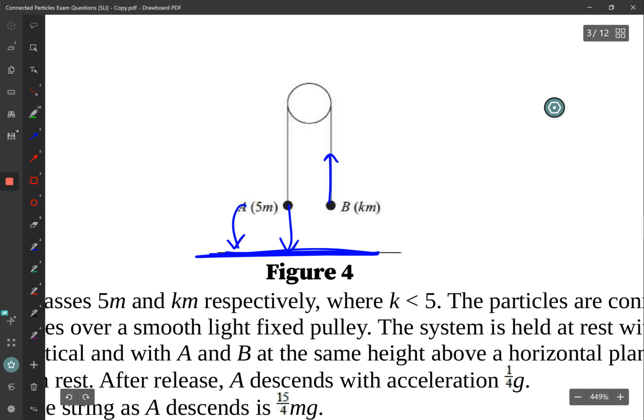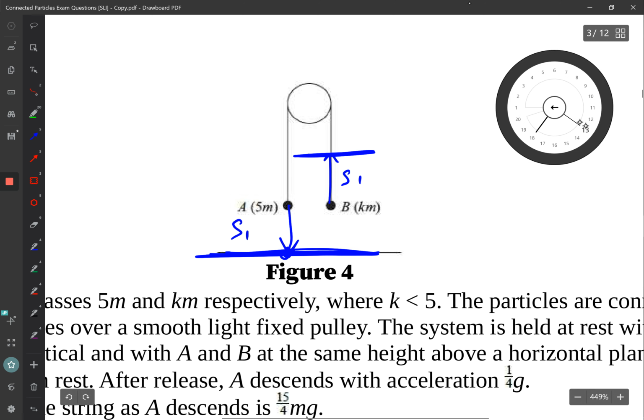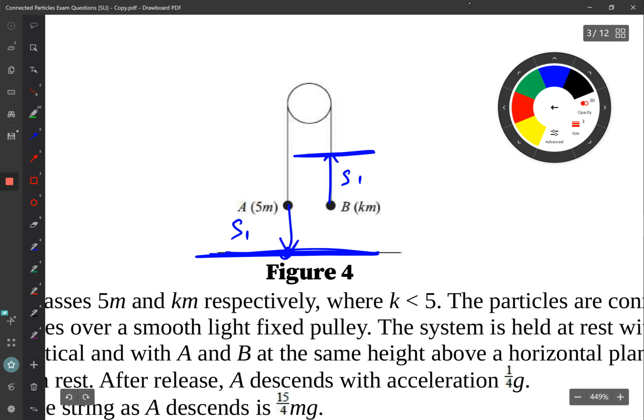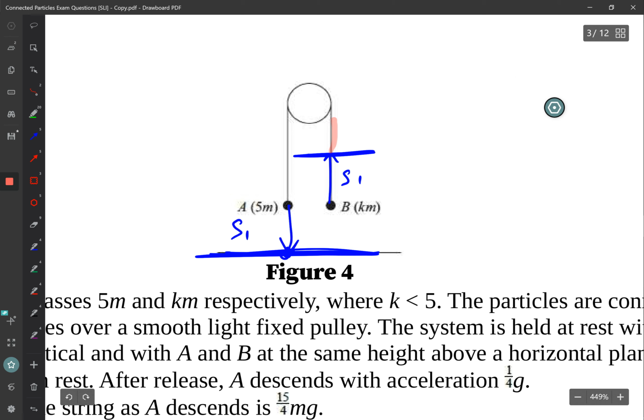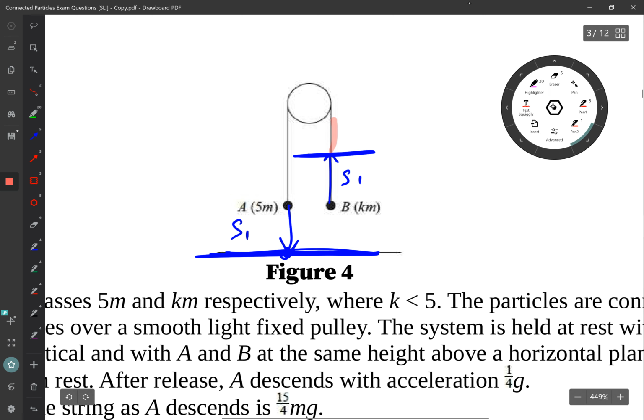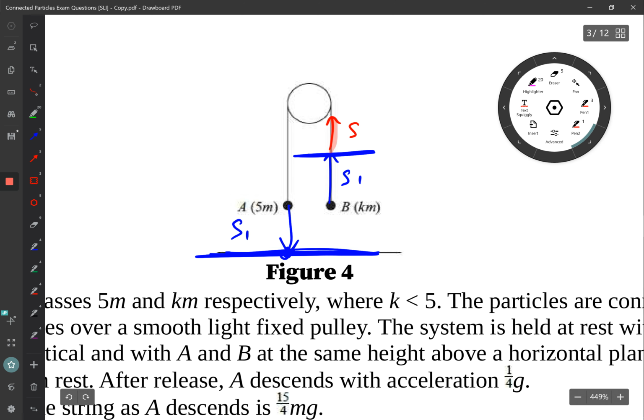Now when A gets to the ground and that distance has been traveled, there's no more force pushing B up. So we can split the journey into two parts. So this we can call S1, the distance traveled by both particles separately is the same distance. And then once particle A is resting on the ground, particle B continues moving. So I'll use a different color for that. So particle B will then continue moving some distance up. So it's going to go up there, and we'll call that S2.